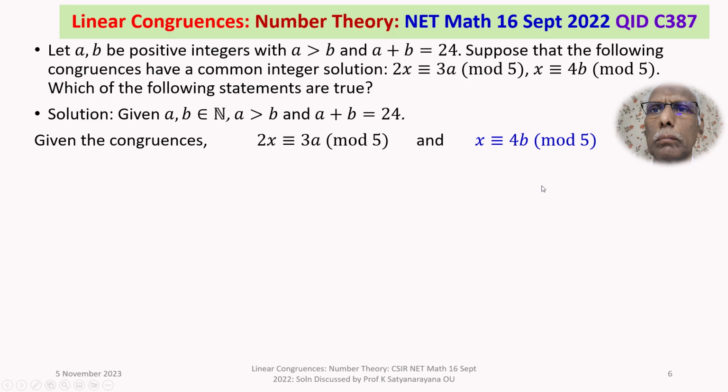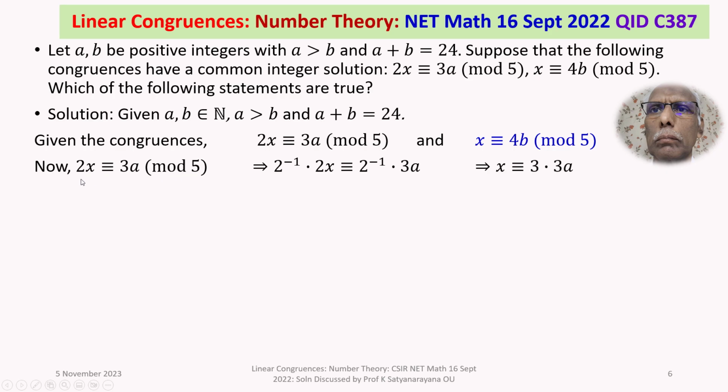Agreed. Now 2x is congruent to 3a mod 5. We take this and pre-multiply both sides by the inverse of 2 modulo 5. That is, this implies 2 inverse multiplied by 2x is equal to 2 inverse multiplied by 3a. And this will give you x is congruent to, 2 inverse modulo 5 is 3, so x is congruent to 3 into 3a modulo 5. 3 into 3 is 9, and 9 modulo 5 is 4. Thus we get x is congruent to 4a mod 5.